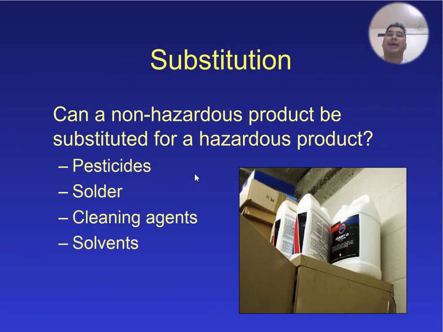After that, substitution. Can a non-hazardous product be substituted for a hazardous product? Pesticides, solder, cleaning agents, solvents. Maybe you are using some of the high-risk chemicals. Can we use the low-risk chemical also? You can check the substitution from the supplier as well. You can ask the supplier to give you the lower flammable chemical, so they can provide you the substitution as well.